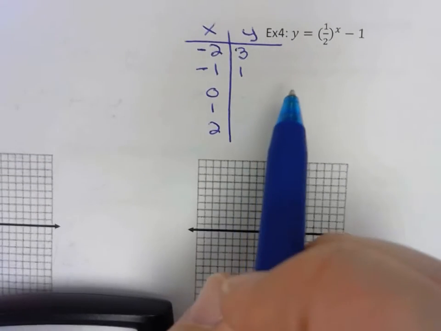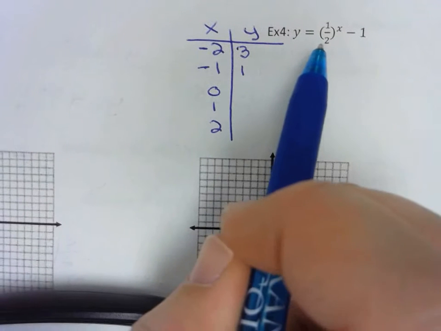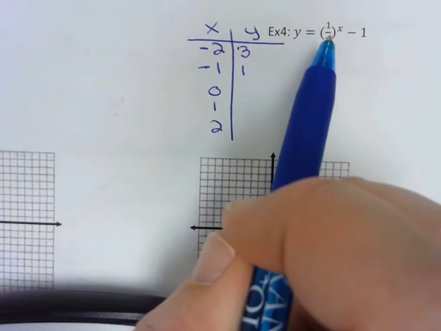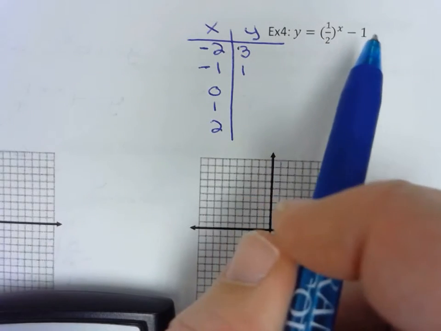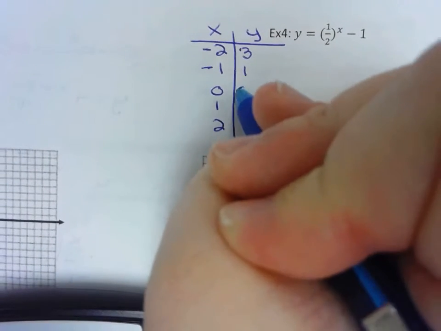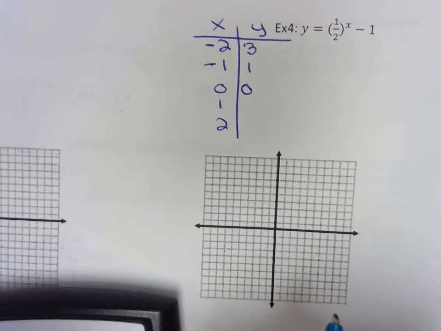Now I don't need a calculator for the next one. What is 1/2 to the 0 power? 1. 1 minus 1? 0. So some of these you don't necessarily need a calculator. The negative exponents I would always use a calculator. The positive ones you might not need to.